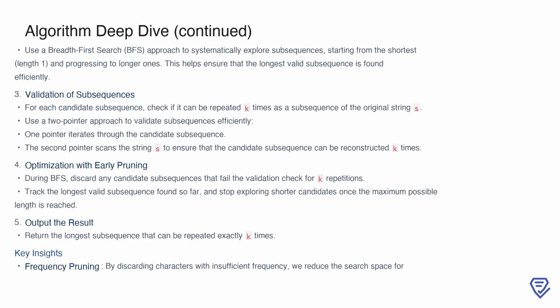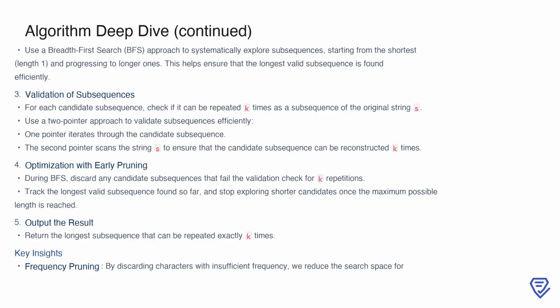To efficiently generate and evaluate candidate subsequences, we use a breadth-first search, or BFS, approach. Starting with the shortest potential subsequences, those of length 1, we systematically explore longer subsequences. This method ensures that we find the longest valid subsequence without redundant computations or unnecessary exploration. For validation, we use a 2-pointer technique to check if a candidate subsequence can be repeated k times within the original string. One pointer iterates through the candidate subsequence, while the other scans the string S to determine whether the subsequence can be reconstructed the required number of times.